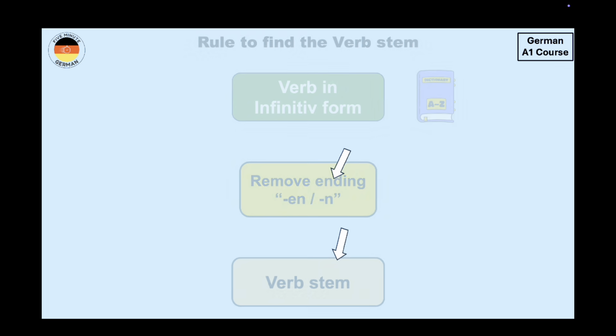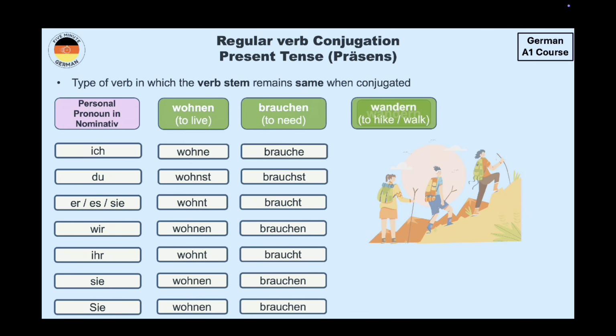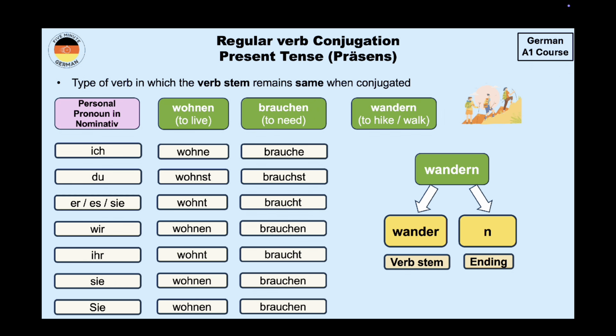Now in the graphic that we saw at the start, we learned that there is another possibility, and that is that the ending is n and not en. So let's take this example. I have the verb wandern over here, which means to hike or to walk, and you see that it does not have an en at the end, rather it only has an n. So let's split this verb into the stem and the ending. It will be wander and n. Wander is the verb stem and n is the ending over here.